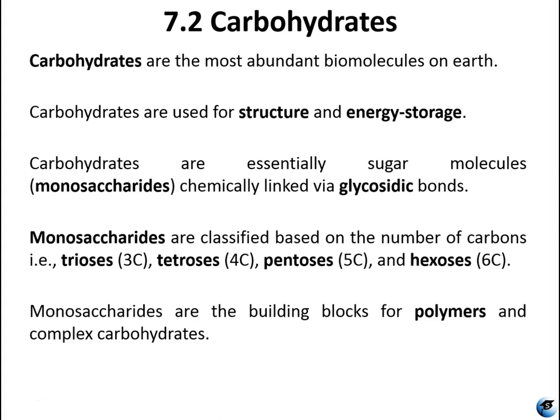Monosaccharides link together via glycosidic bonds, and then they have classifications that are based upon the number of carbons that they contain. So if it has 3 carbons, that's a triose, 4 carbons is a tetrose, 5 carbon pentose, 6 carbons hexose. And anytime you hear something that ends with ose, they're talking about carbohydrates and or sugars. Monosaccharides are building blocks for polymers and complex carbohydrates.